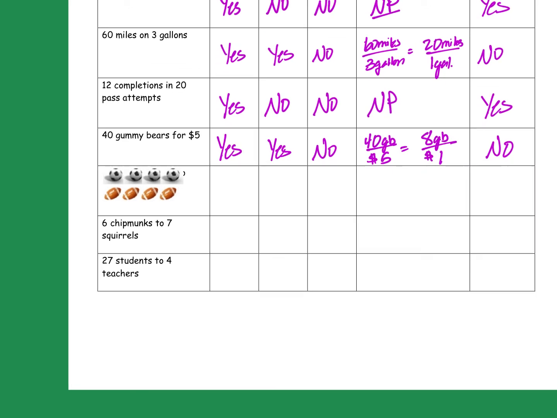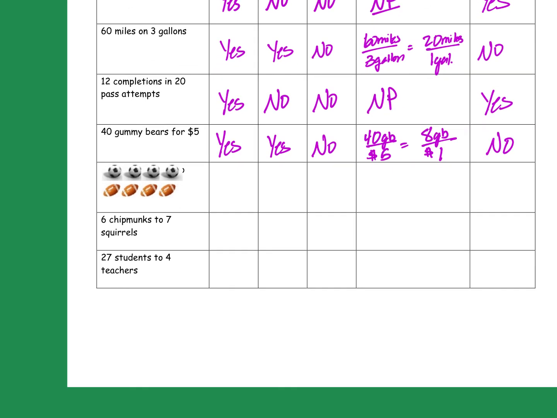That's a big deal. Okay, are the soccer balls and the footballs a ratio? Yes. Is it a rate? No. Is it a unit rate? Of course it's not. Can it be converted? Not possible. And is it a fraction? Heck yeah, it is.